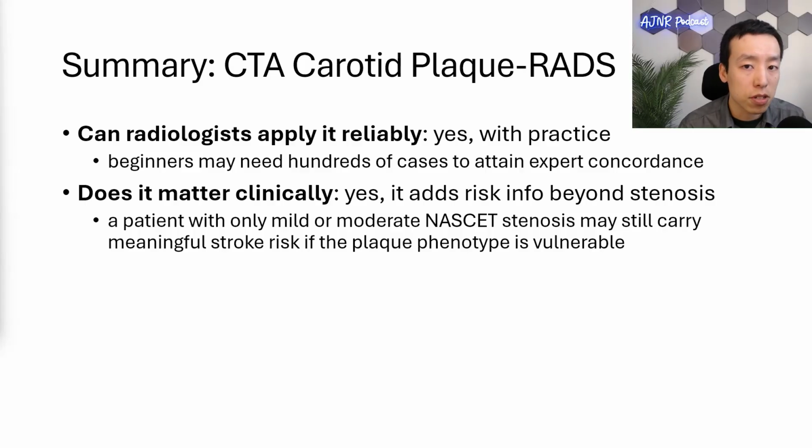And second, does it matter clinically? Well, I think the answer is also yes, because Plaque-RADS has been shown to improve discrimination beyond stenosis and provides meaningful prognostic information separating patients on follow-up as to the risk of ischemic stroke, particularly important in patients with mild to moderate stenosis. So let me put it this way. If you only report a mild or moderate stenosis and you don't report features of plaque vulnerability that are present, you may be understating the stroke risk in patients where the CTA phenotype is most useful.